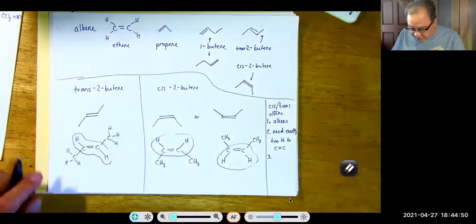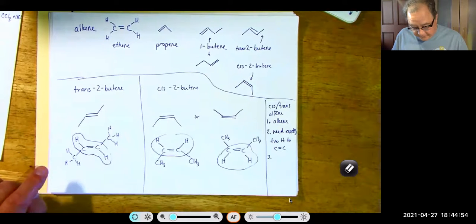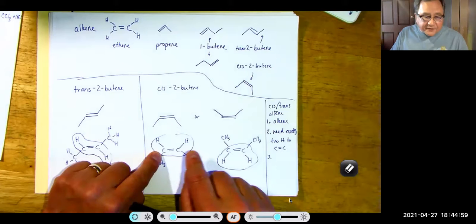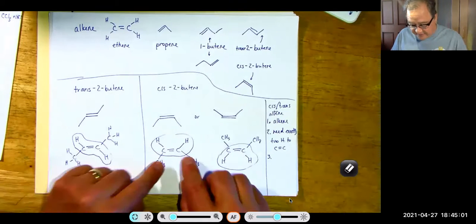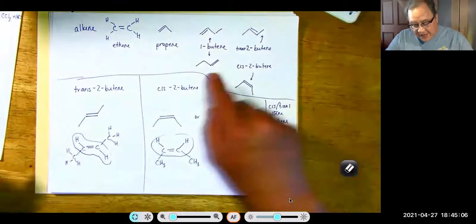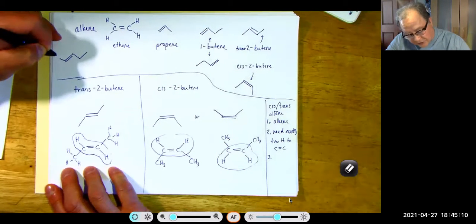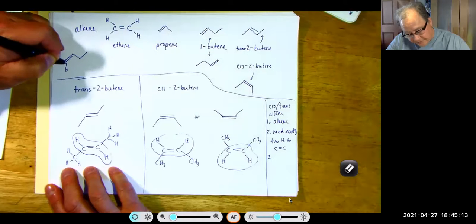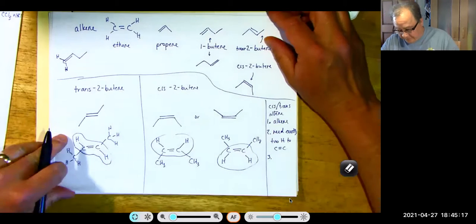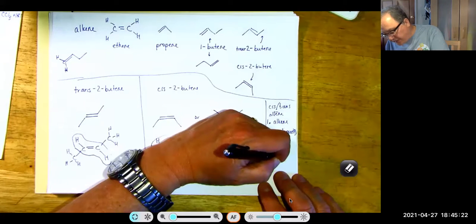Now, one of the things that you can't tell from the drawings, but it is true, is that the hydrogens have to be each on a different carbon. They can't be on the same one. So here, this one butene does not have a cis trans because there are two hydrogens on one of the carbons, and that can't be a cis trans. So hydrogens on each carbon.